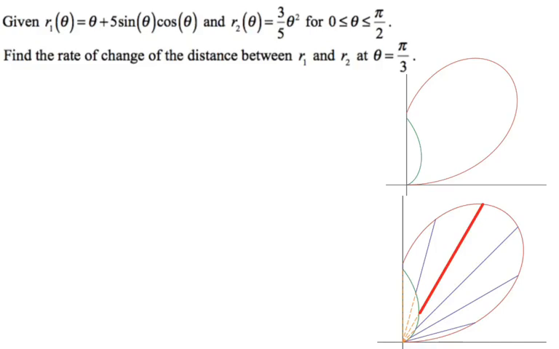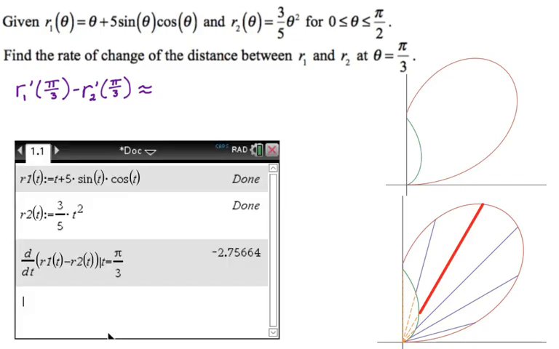So the distance is r1 minus r2, so the rate of change of the distance is r1 prime minus r2 prime, and I want to evaluate it at pi over 3. This would probably be a calculator question, so I'm making it a calculator question. So I actually used my calculator. I defined r1, I defined r2. I used t because it's just easier to type, and then I had the calculator find the derivative at pi over 3. So let's write that down. It's approximately negative 2.757. All right, so that's the rate of change of distance.